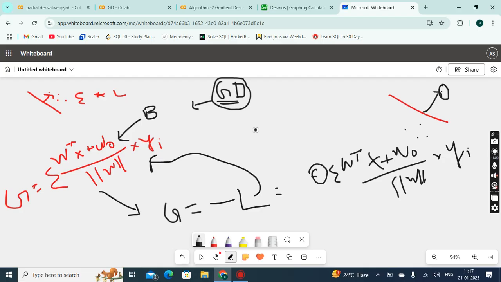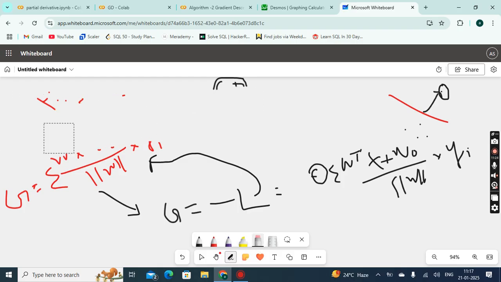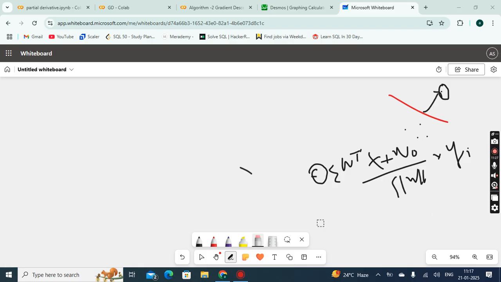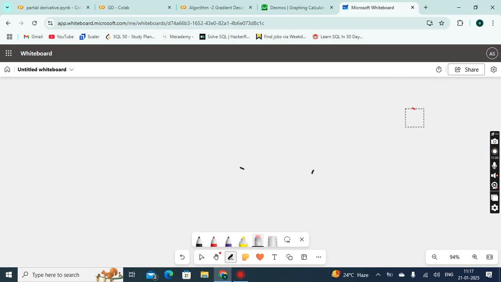Now what is GD? What is this gradient descent? Before moving to gradient descent, let's understand why we need it. Let me erase this part first quickly. So let's understand why we need our gradient descent. I will give you one example.